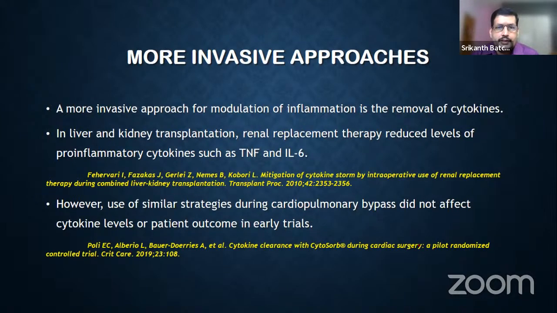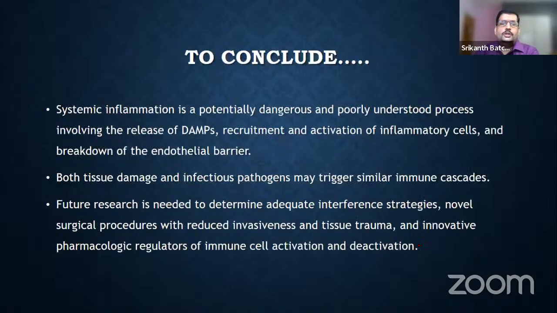So in liver and kidney transplantation, renal replacement therapy actually reduced the levels of pro-inflammatory cytokines such as TNF and IL-6. However, the use of similar strategies during cardiopulmonary bypass did not affect the cytokine levels or the patient outcome in early trials. Maybe Anuradha madam can throw better light on this one. So though they have been helpful in liver and kidney transplants, similar results are not achieved during cardiopulmonary bypass.